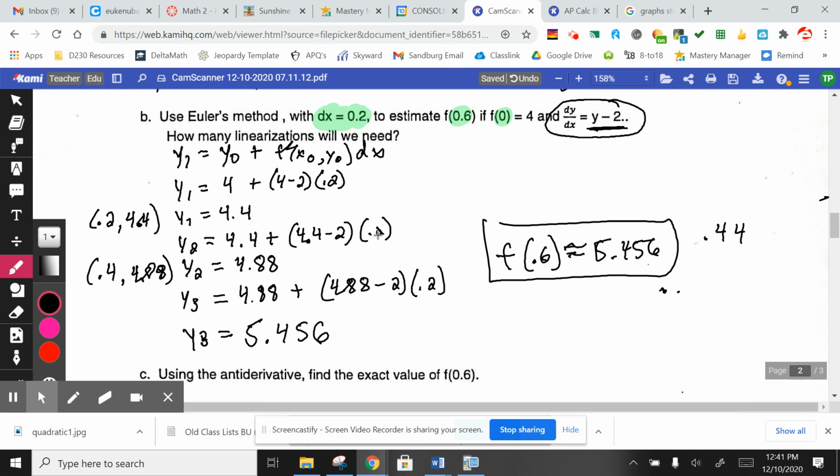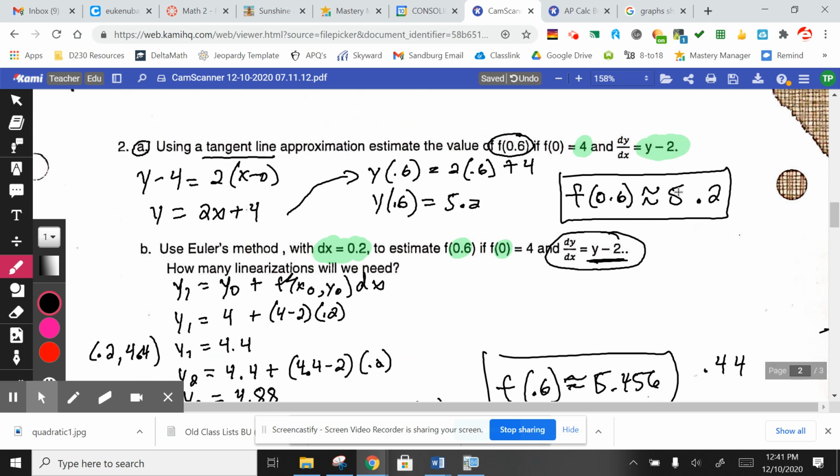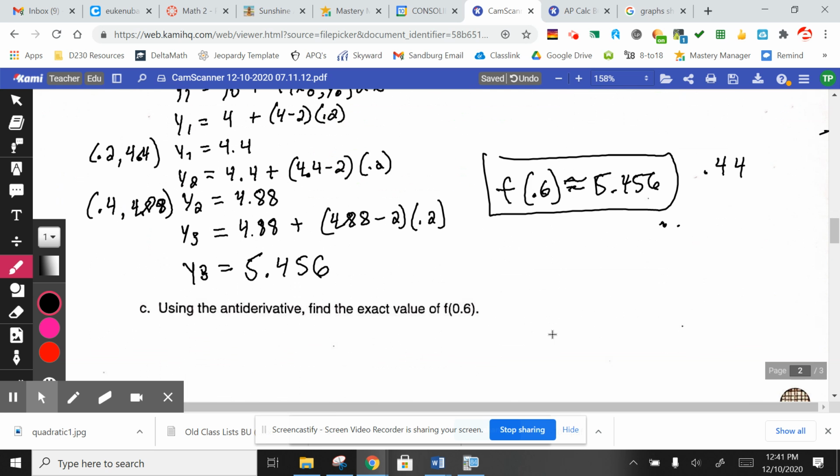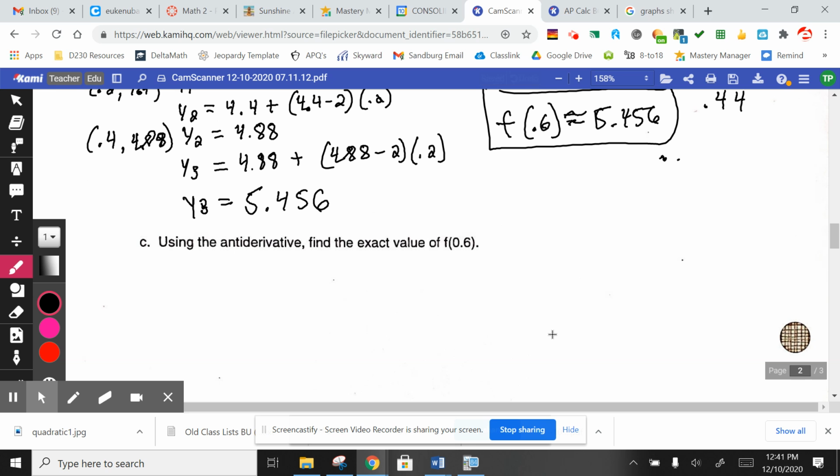Compare them, because these should be similar. Notice how this is 5.2, this is 5.456, so we're certainly close. And what I wrote on the front page is, this is an approximation, the line tangent. Euler's method, in theory, should be a better approximation, because we're staying closer to the curve. So now, when we go to letter C, it will be revealed which one is the better approximation.